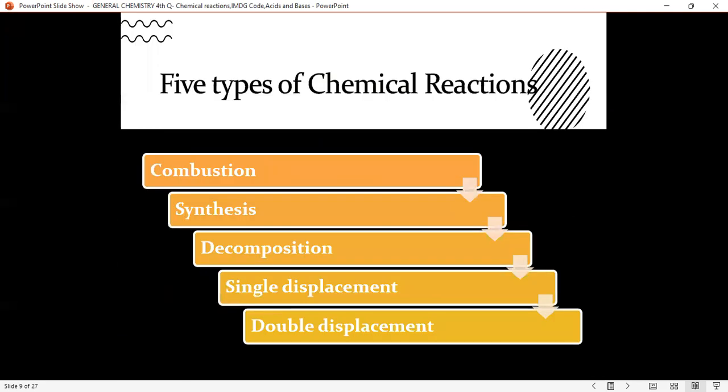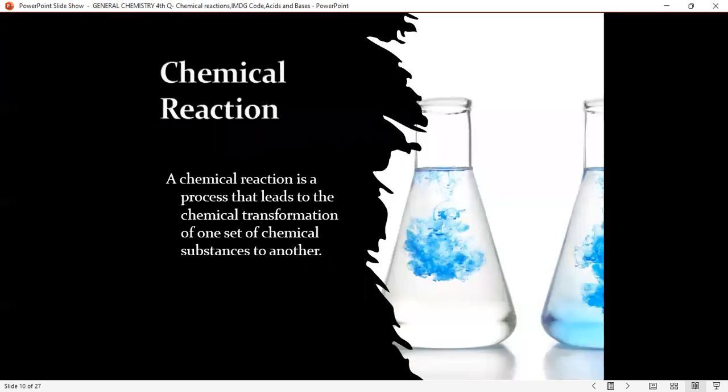So for today, we will be talking about the 5 types of chemical reactions, namely combustion, synthesis, decomposition, single displacement, and double displacement. First and foremost, what is a chemical reaction? A chemical reaction is a process that leads to the chemical transformation of one set of chemical substances to another. So it involves transformation. There is an evolution or a change that is happening when there is what we call a chemical reaction.